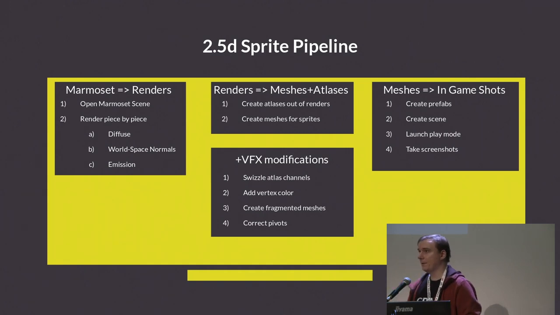Then you have to pack those renders into atlases and create custom meshes so that you basically recreate the picture. Finally, there's a VFX modification layer where you swizzle atlas channels, for example red and green for normals, blue for roughness, alpha for something else. Adding vertex color so that, for example, on our global map, you have these pirates that do the levitating, and the parts are desynchronized. To do that, we use vertex color in our shaders. Then you have to create fragmented meshes so that you basically get your destruction for free. Correct pivots.